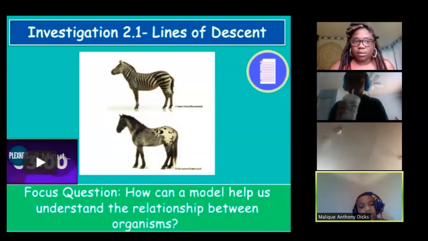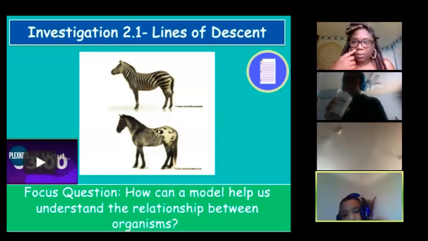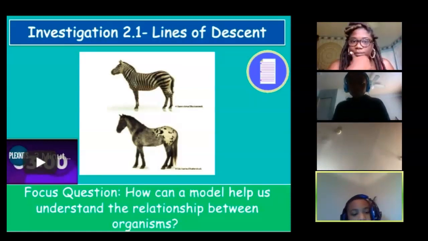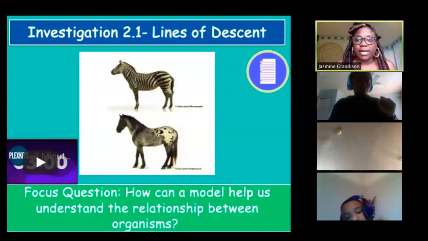A model helps us understand the relationship between organisms by giving us pictures of how the bones look in the organism, or the family tree can be found out by the ages of each organism. Good. That's what we're doing today. Maya, would you mind coming off mute and reading your response as well?